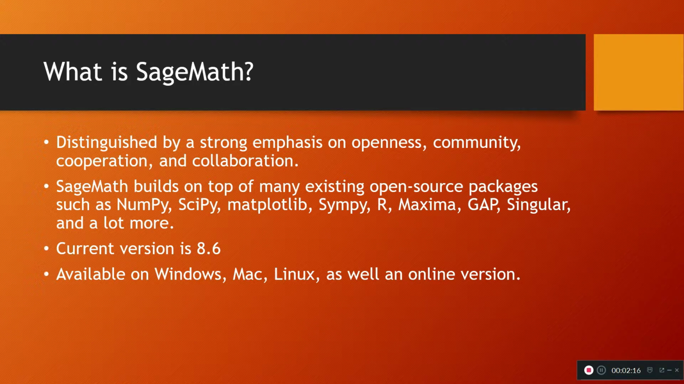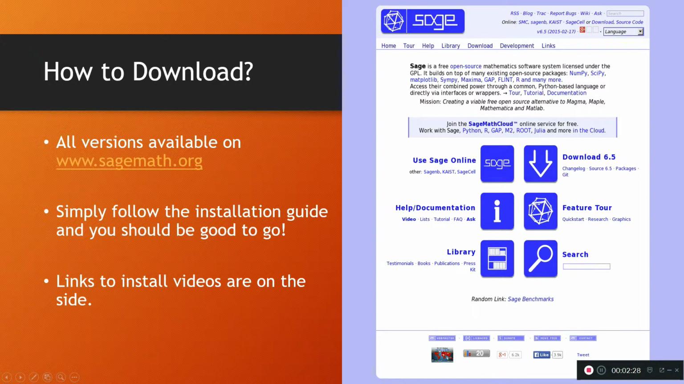many more. And right now, its current version is 8.6, and it's available on Windows, Mac, Linux, and they also have their online cloud version they can use. It's very handy. So how could you download this? You can go straight to their website, and all versions are available just right there on their website.